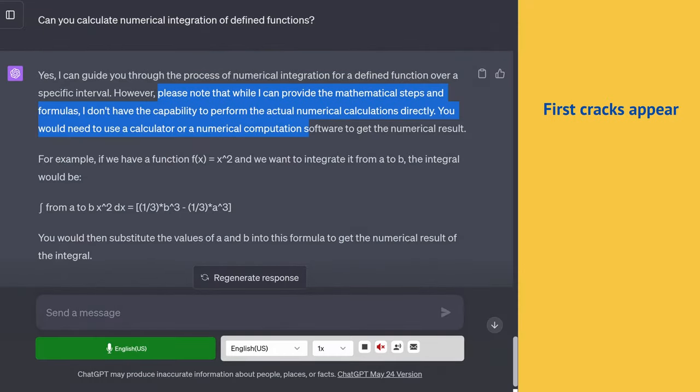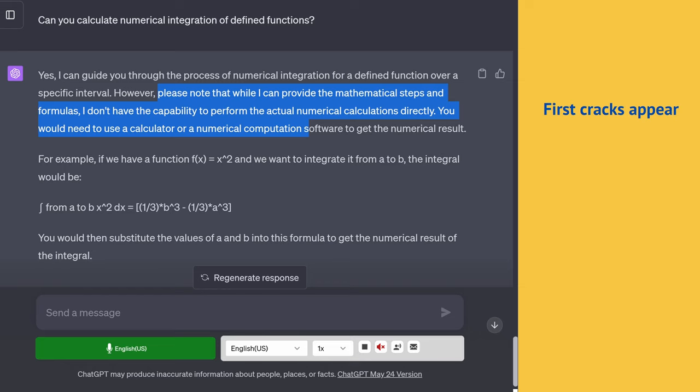And then I thought, how can we evaluate a system if we do not have the data of the system? Well, the system itself has a functionality, has a characteristic. So I went to my GPT-4, you see here, May 24 version, and said, hey, can you calculate the numerical integration of clearly defined functions? And the answer by GPT-4 was, yes, I can guide you through the process of numerical integration for a defined function over a specific interval. However, please note that while I can provide the mathematical steps and formulas, which is wow in itself, I do not have the capability to perform the actual numerical calculation directly.